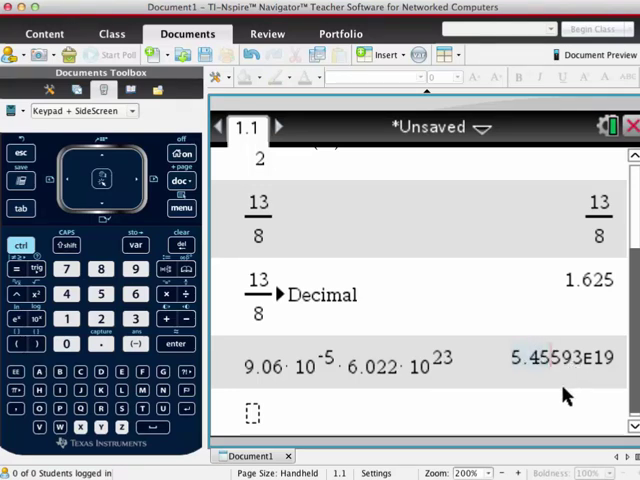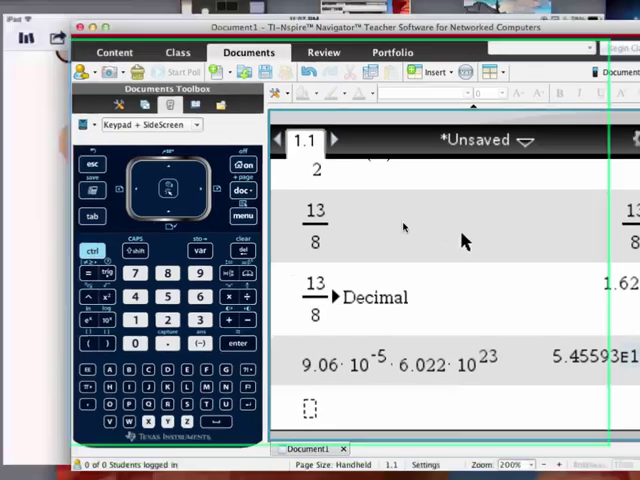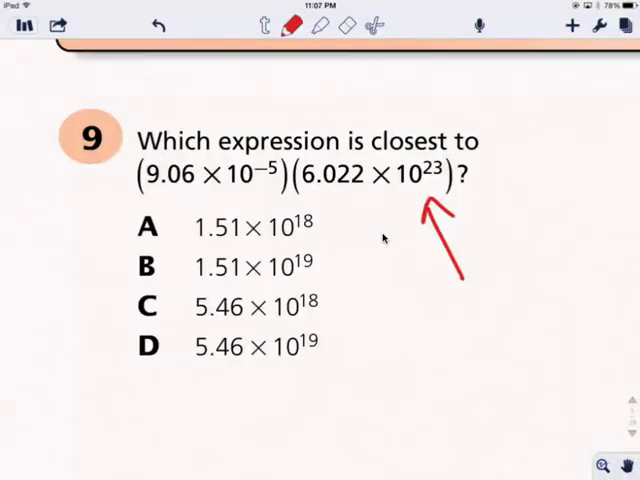5.46, and then the E19 means times 10 to the positive 19th. So 5.46 times 10 to the 19. Which answer choice does that match with? Well, it is obviously D, right there.